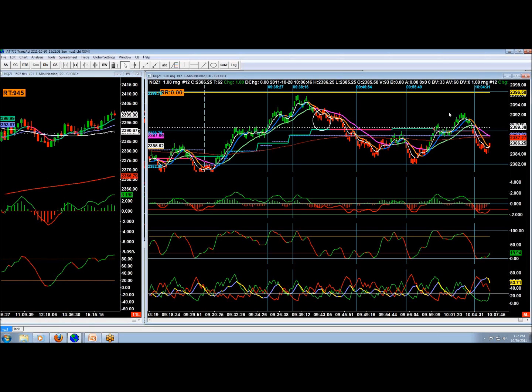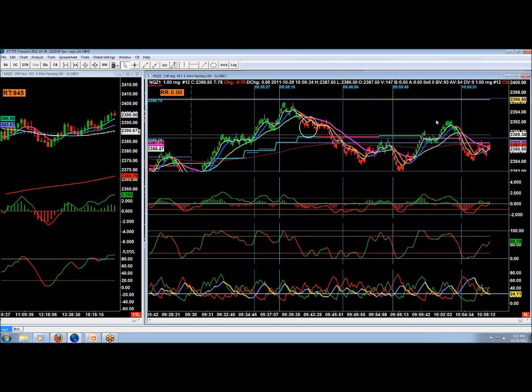Now, right here, you can see that you get another reversal trade because we're under the 9 weighted on the broader view. We've got the distance there. And so you can certainly take that, expecting price to find its way back up to that 9 weighted.